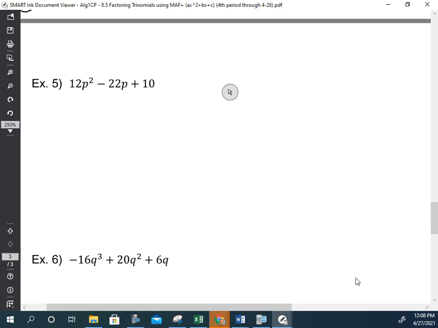First step is still the same, GCF. So you have a 12, 22, and a 10. What can I divide out of all 3 numbers? 2. 12 divided by 2 is 6. 22 divided by 2 is 11. 10 divided by 2 is 5. We'll divide by 2.